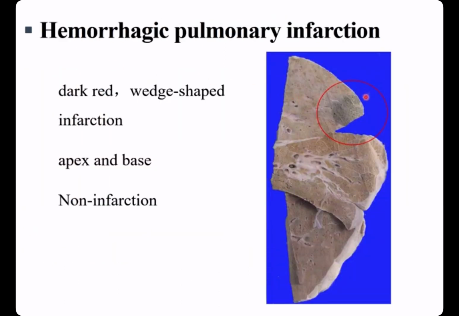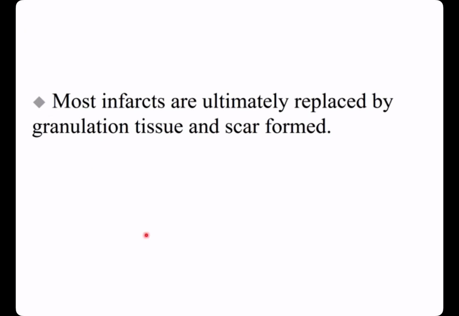This is a hemorrhagic pulmonary infarction. Here is a dark red, wedge-shaped infarct area with the apex towards the hilum, and the base near the pleura of the lung. Question: what are the changes in other lung-infarcted areas? Most infarcts are ultimately replaced by granulation tissue and scar is formed.